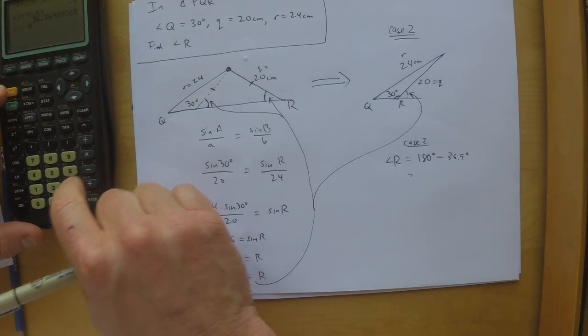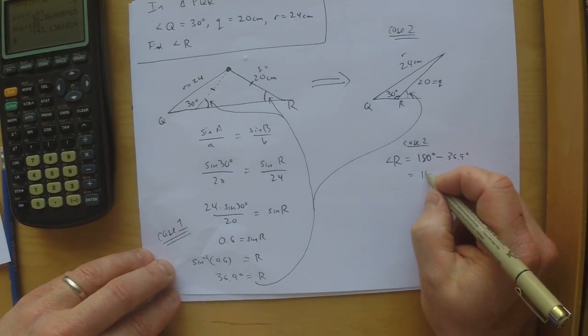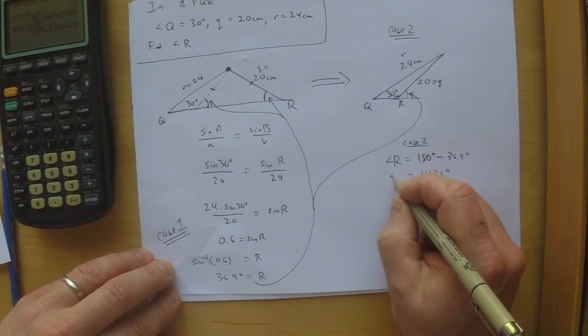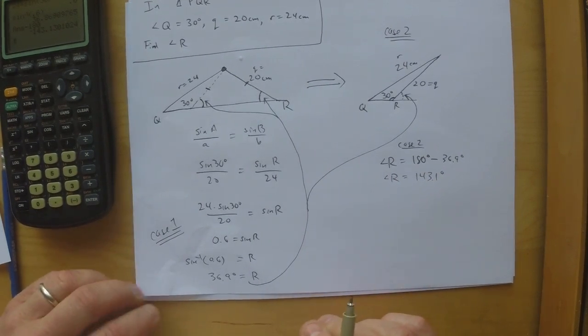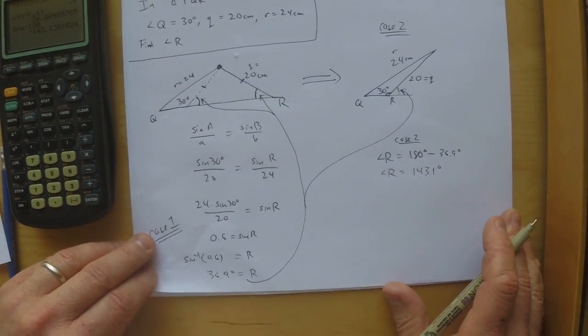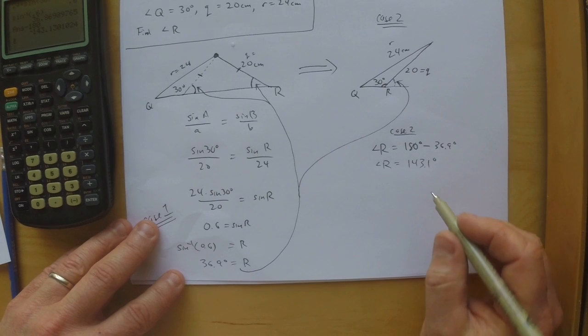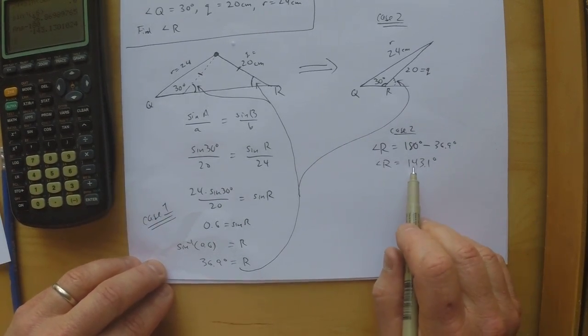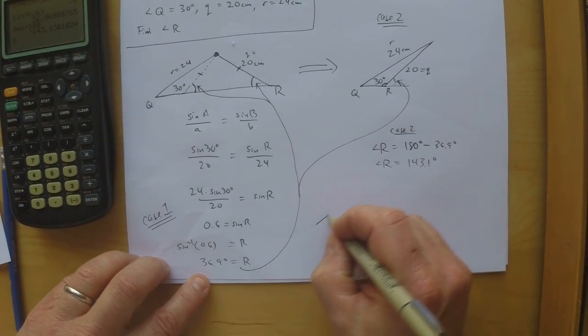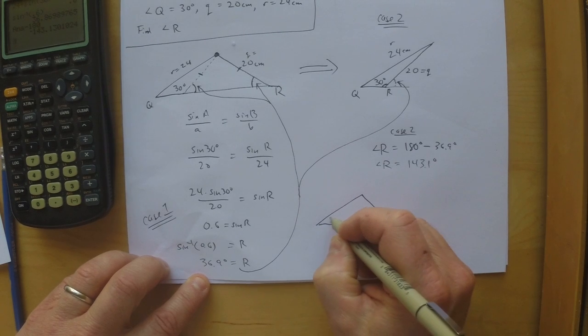So if I subtract from 180, I get 143.1 degrees. So let's draw both situations that we came up with there, because this is easy to miss. So here's the case 1 picture. Case 1 picture looked like this.